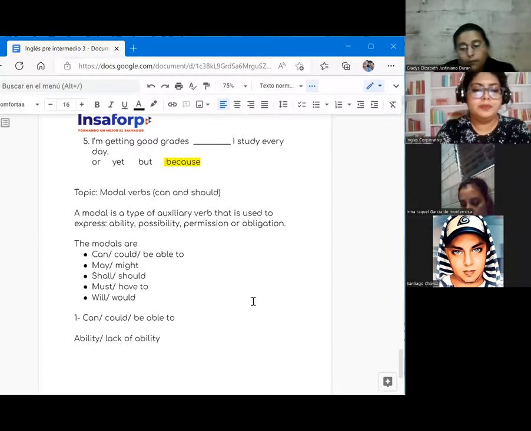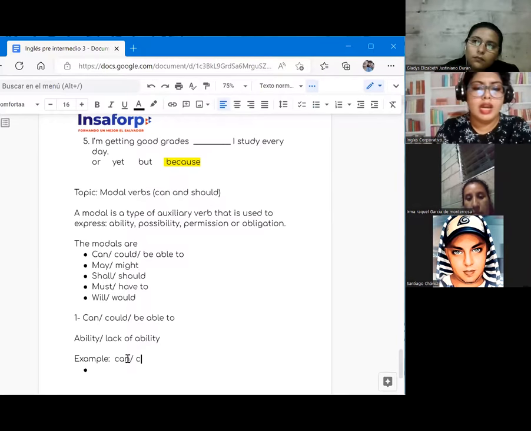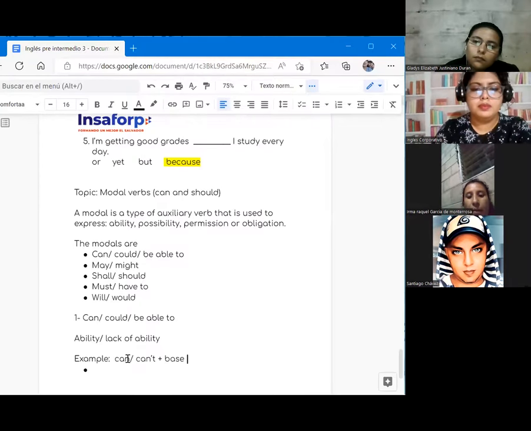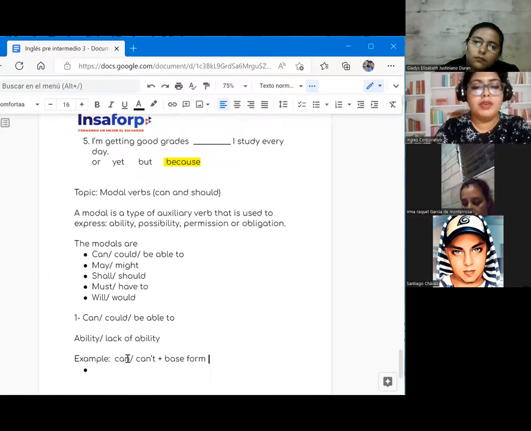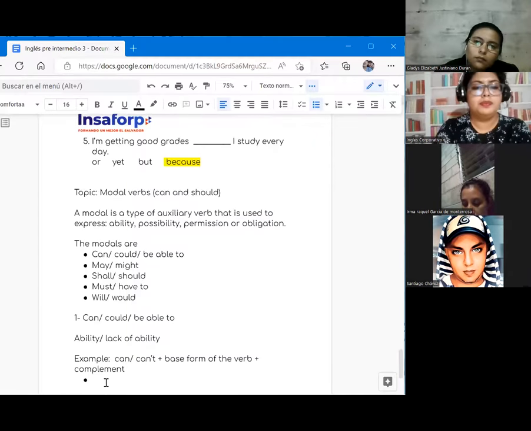For example, well, the first one. But in this case, we have a structure. We are going to use can or cannot, plus a base form, I mean, base form of the verb, and in some cases the complement. And we have the first example. Tom can write poetry very well.